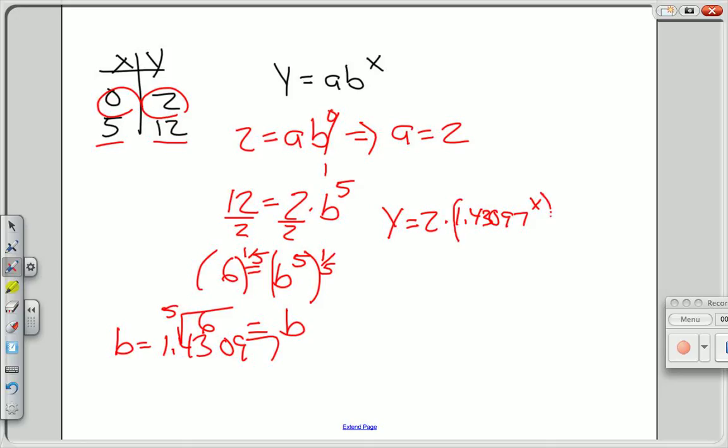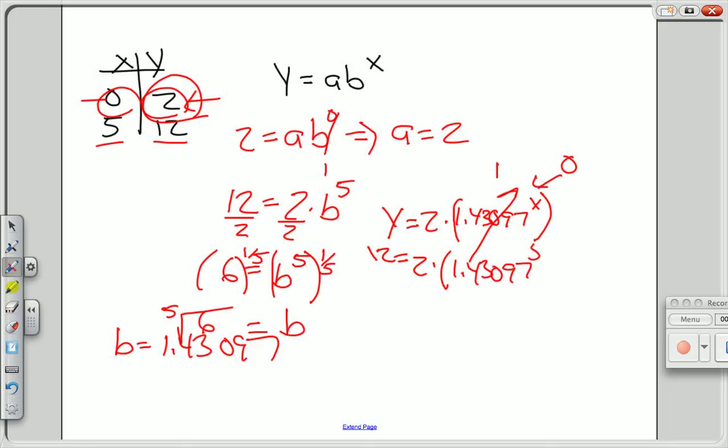Okay. And once again, if I plug in 0, I should get a 2 out. I put a 0 in for my x here. This whole term will go to 1, and we're going to get y equals 2, which is what we were looking for up here. Okay. If I plug in my second point, y is 12 equals 2 times this 1.43097 to the x power, but our x is 5 this time. We should find out that that is true. So our specific exponential equation was that.